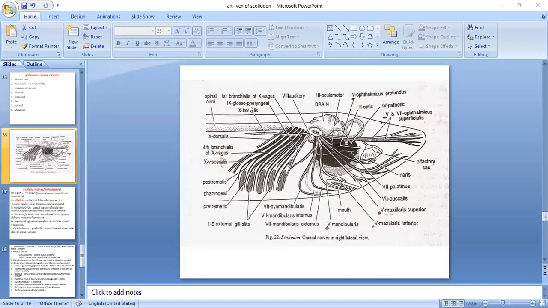And the tenth one is the vagus nerve. It has three branches. The first one is lateralis. It supplies the lateral line sense organs.